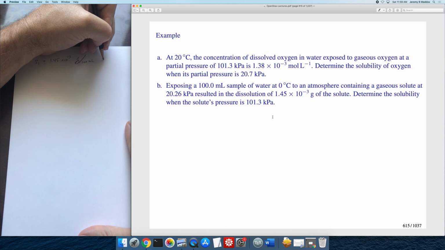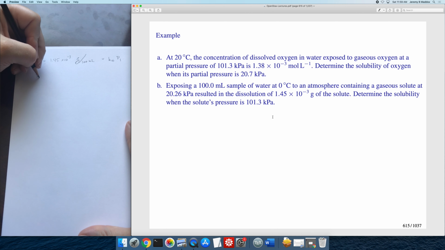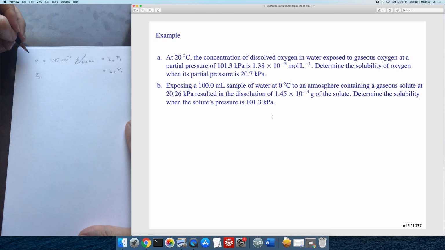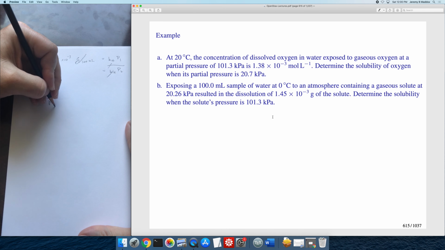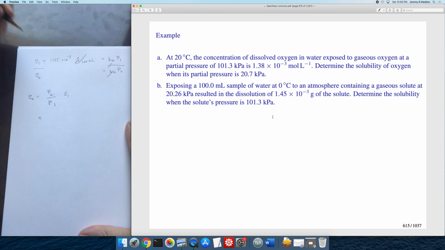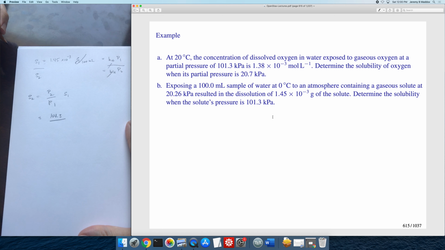Okay, and that's going to be equal to KH times P1, and you can set up an S2 equals KH times P2. Divide the two equations, the KH's cancel out, and then you solve for this S2. So S2 is going to be equal to P2 over P1 times this S1. And so it's going to be, let's see, P2 is 101.3 divided by 20.26.